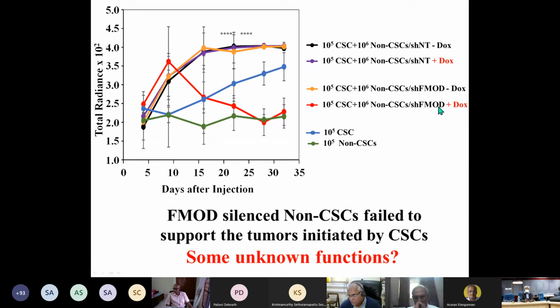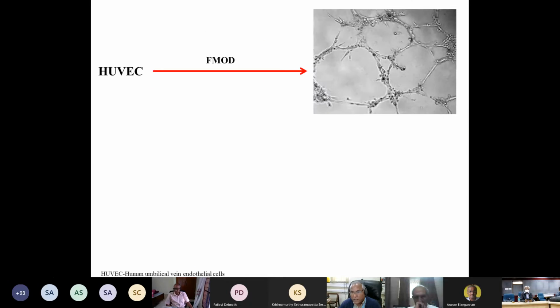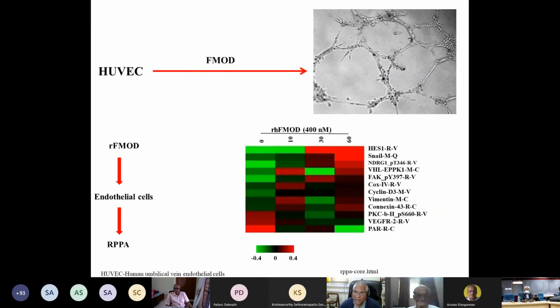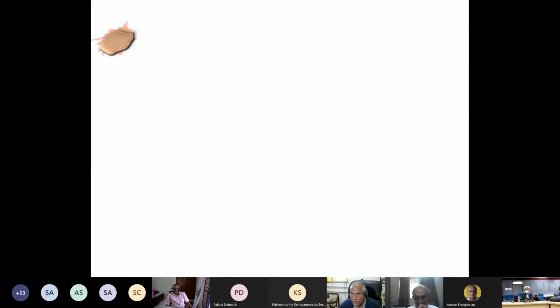So there may be some unknown functions for this FMOD. We went on to show that it can induce angiogenesis. We also looked at the signaling pathway happening in the endothelial cells. We identified 2 pathways, the Notch pathway and the integrin pathway, that are very important. I'll skip that portion. One last experiment: in the co-implantation experiment, you are actually mixing 2 different types of cells and co-implanting them into the animal.